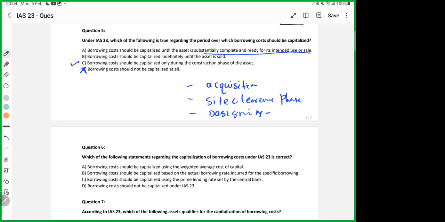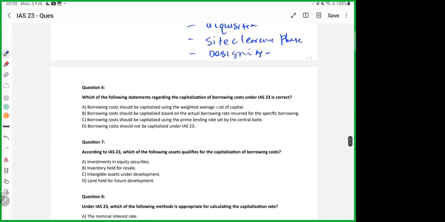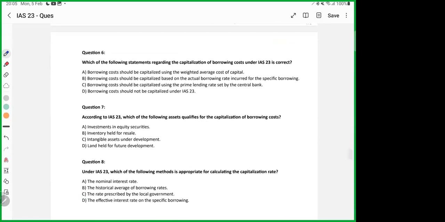No, it's not. Because the acquisition is in A as well. So it's A, and C is not right. The answer is A. Question number six, tricky questions. Yes, the course answer is correct.